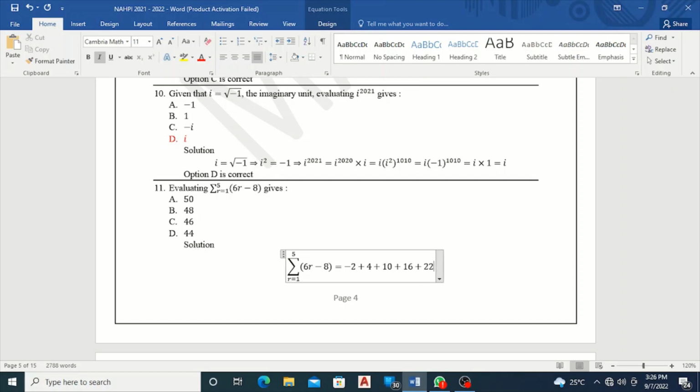Now if you add negative 2, 4, 10, 16 and 22, we get 50. I can clearly see our option there. That's the first method, by direct substitution, because we can easily add up the terms.